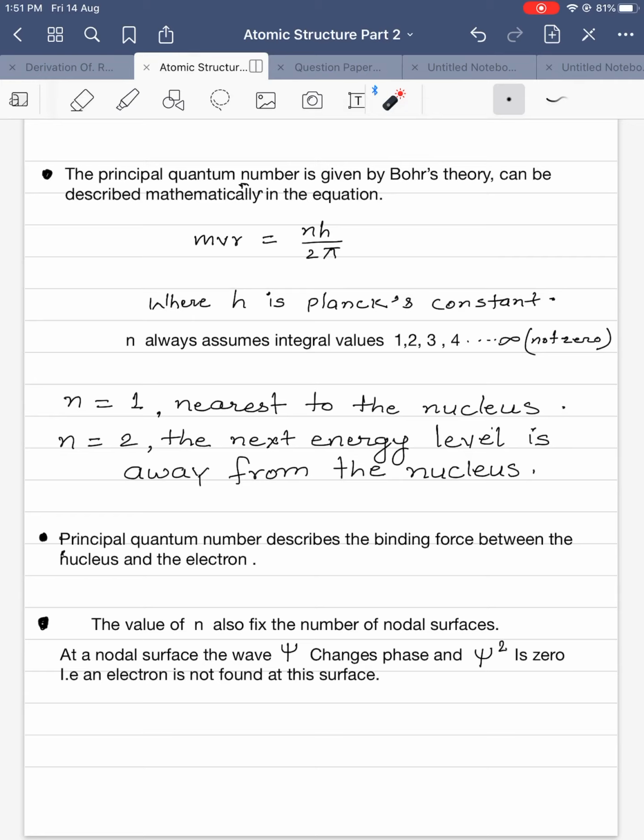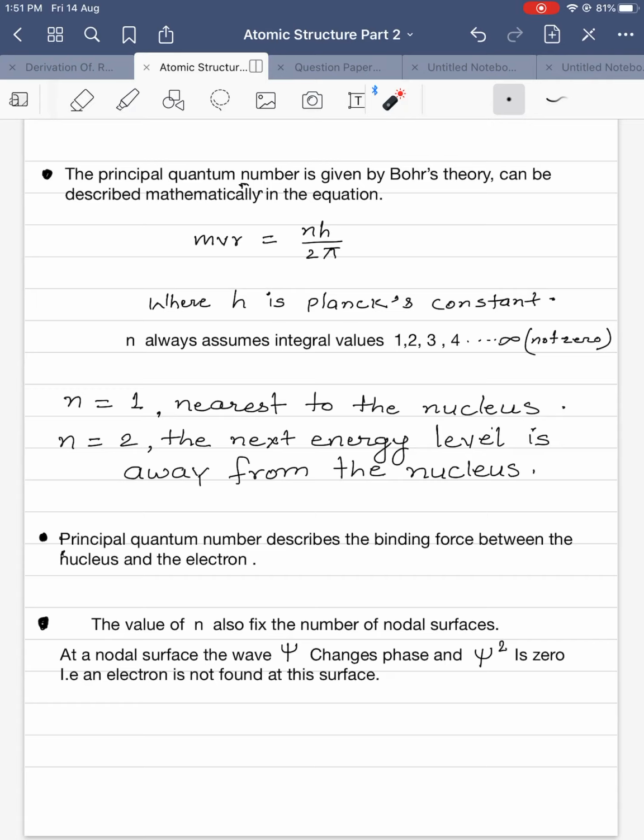mvr is the angular momentum and h is the Planck's constant. n always assumes integral values 1, 2, 3, 4 and so on to infinity, but not 0. When n is equal to 1, that means it is closest to the nucleus. When n is equal to 2, that means the next energy level, which is farther away from the nucleus.